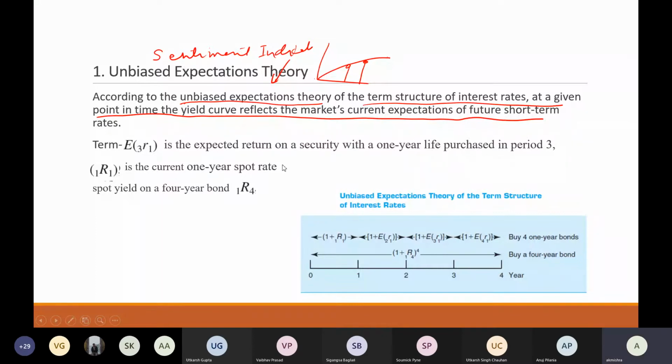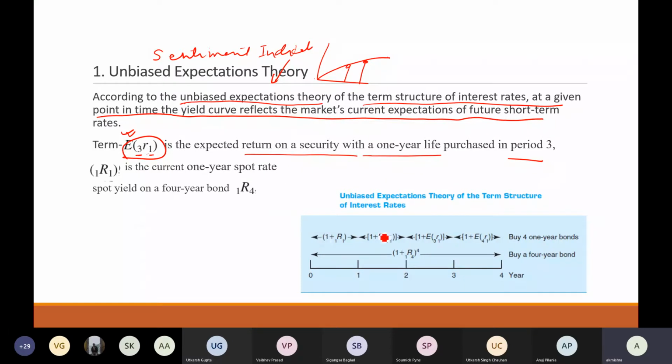And so let's discuss what we are saying, but for our understanding we will have some terms that we'll be using in this chapter. First term is E3R1. So what does E stand for? Expectation. The first term represents which year you are standing in, and this is for how many years. So basically E3R1 is nothing but the expectation of return on a security with 1 year maturity or 1 year life, purchased in the third year.